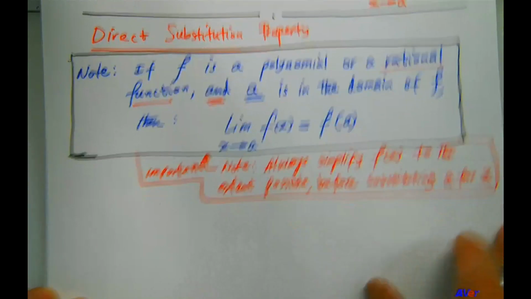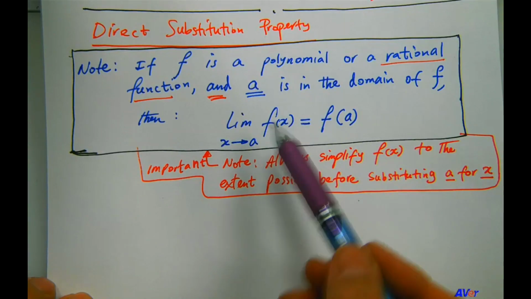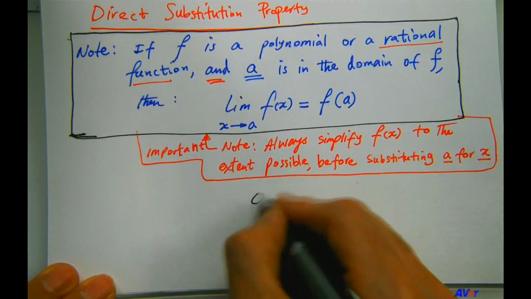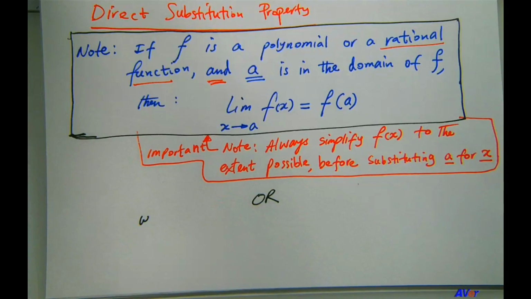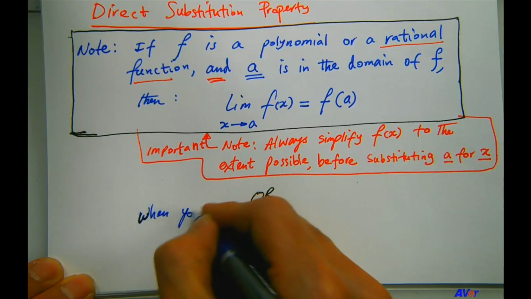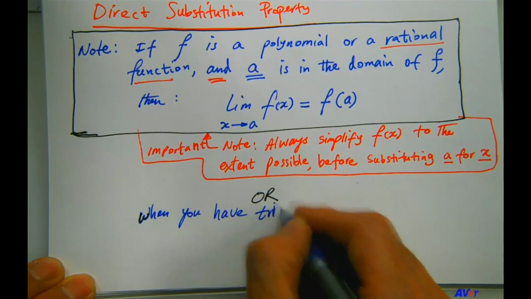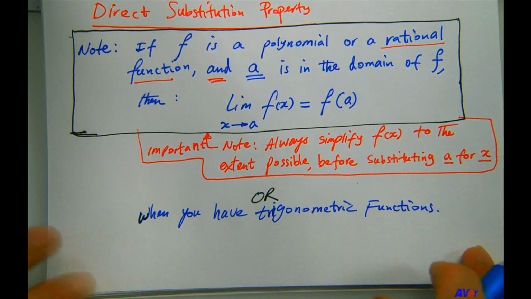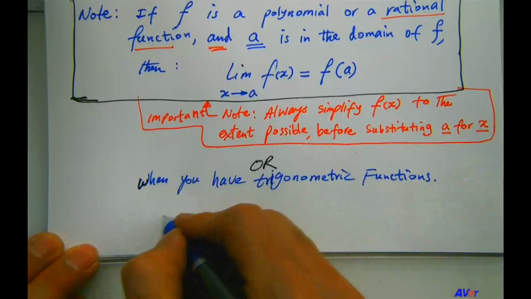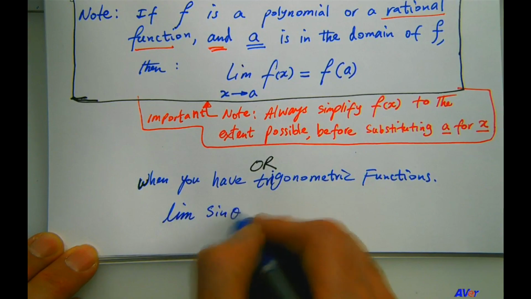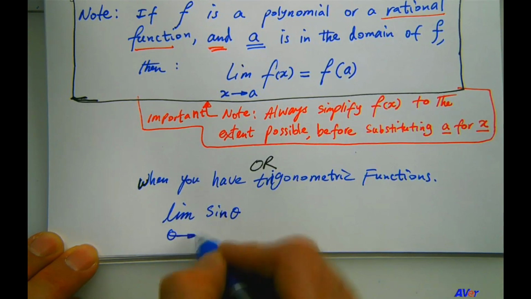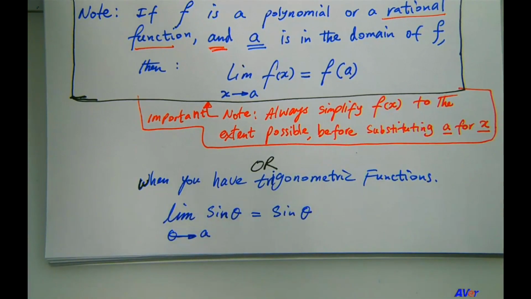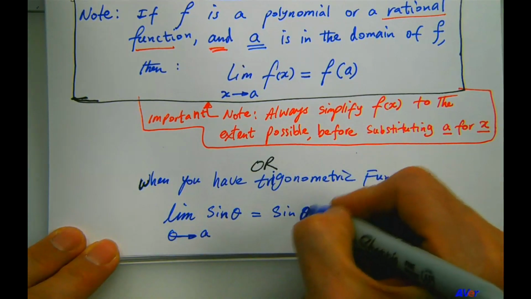And of course, the same goes for when you have trigonometric functions, right? So this f of x can be either the polynomial or rational functions, or when you have trigonometric functions, and this is what we mean. So suppose you have the limit of the sine of theta, theta being some angle, as theta approaches a, and this would equal sine of a.